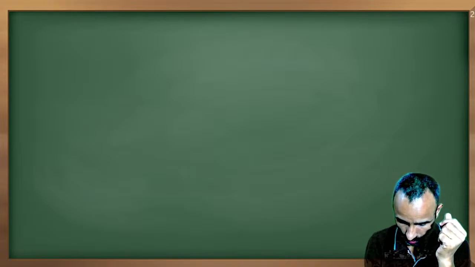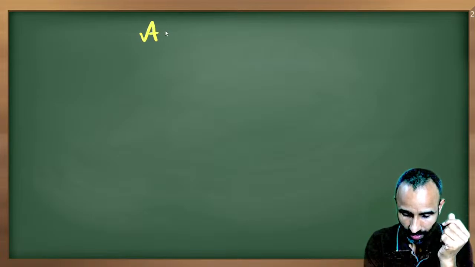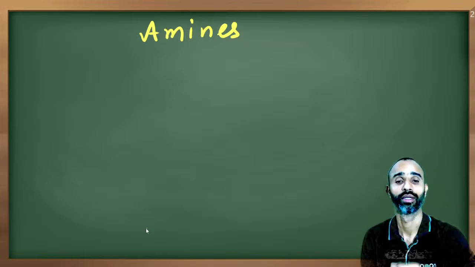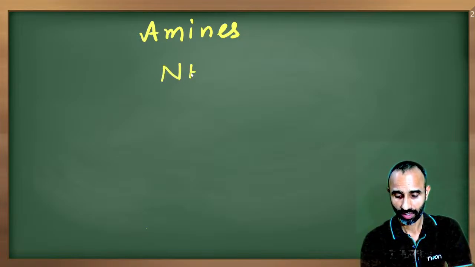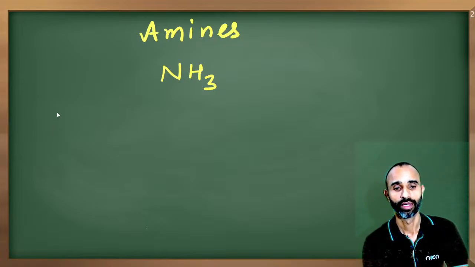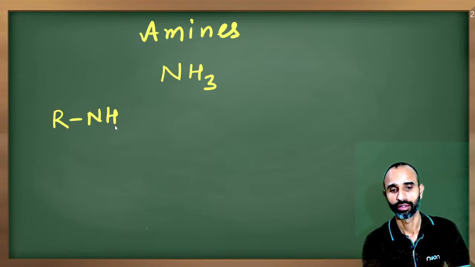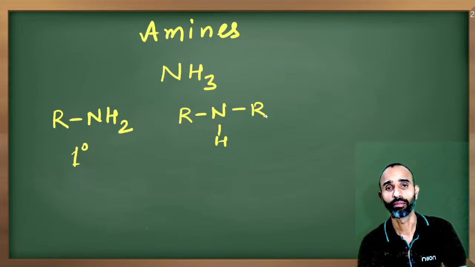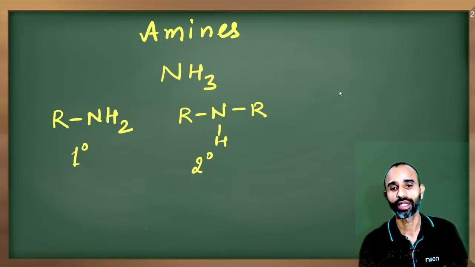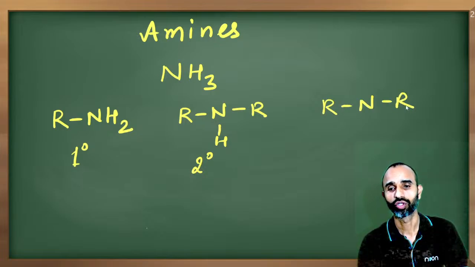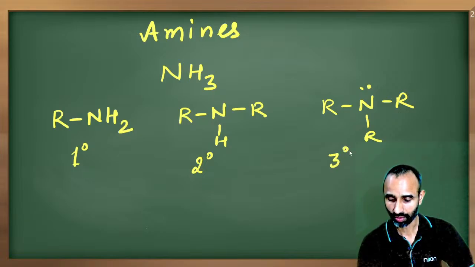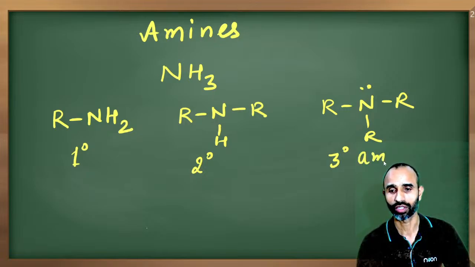Okay, so today's topic is amines. Amines are derivatives of ammonia. If we replace one hydrogen by an alkyl group, that is called a primary amine. If we replace two hydrogens of ammonia by alkyl groups, that is called a secondary amine. And if we replace all three hydrogens of ammonia by alkyl groups or aryl groups, that is called a tertiary amine.